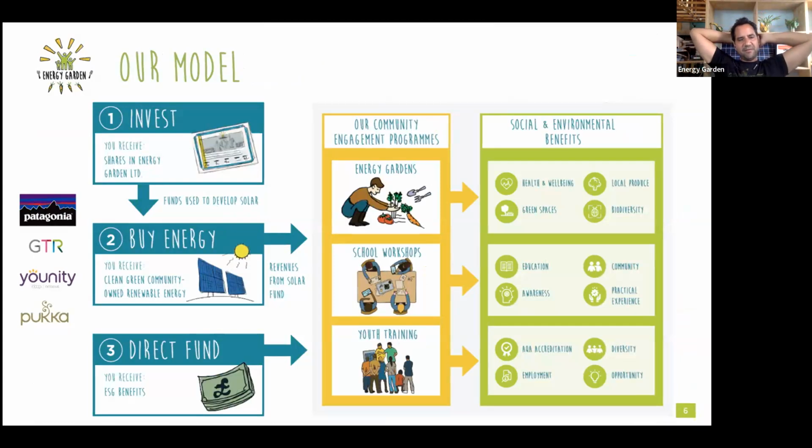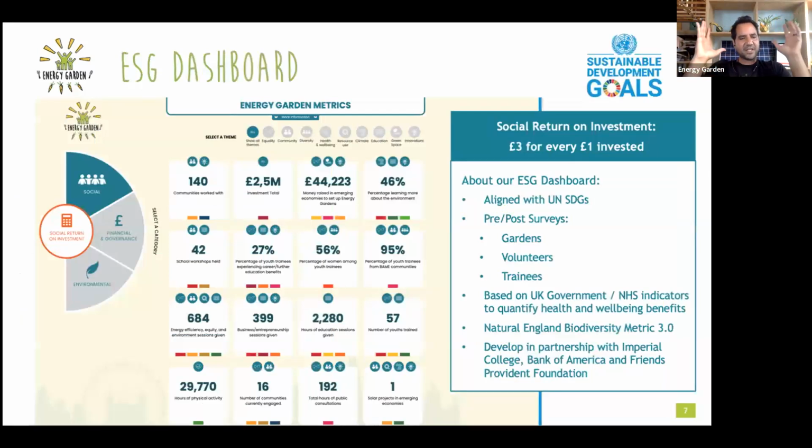The Go Ahead Group, TFL, buy our energy. Any excess we sell on to people like Pukka Herbs, Faith in Nature, Patagonia, and that funds these core outcomes. The core projects are gardens, schools, programs, and youth training, and the outcomes are health and well-being, green spaces, education, awareness. So the model itself is continual, but we've built a dashboard.